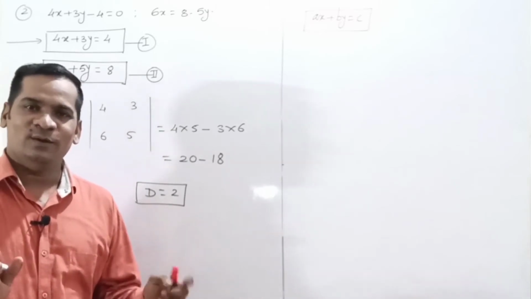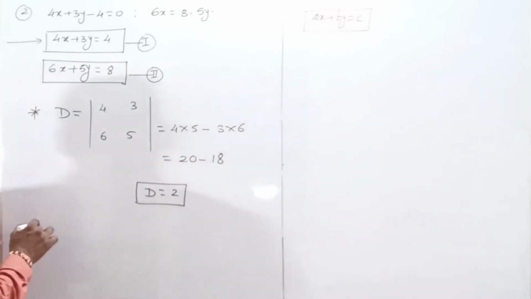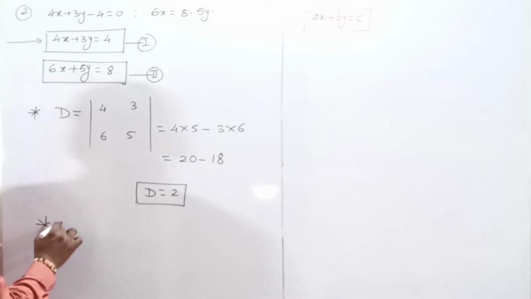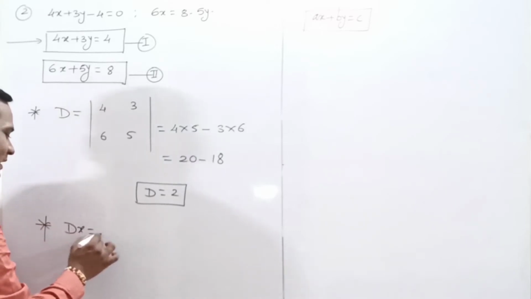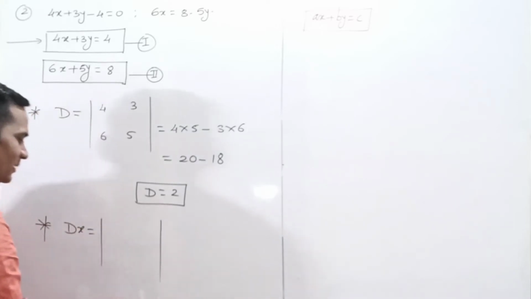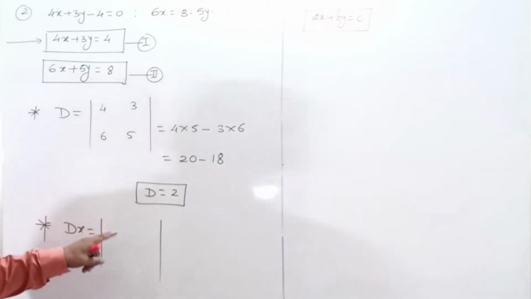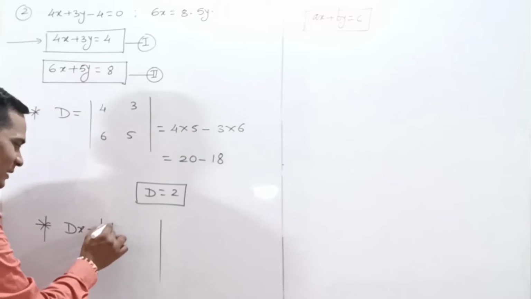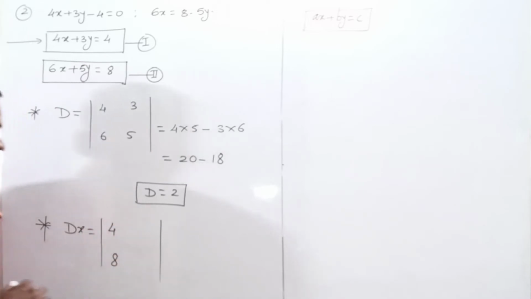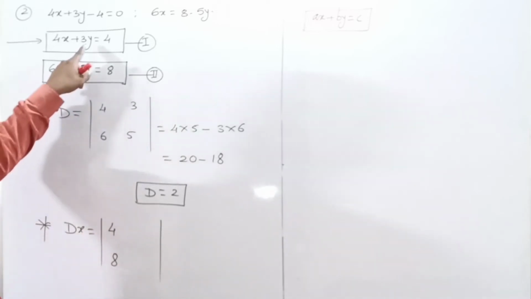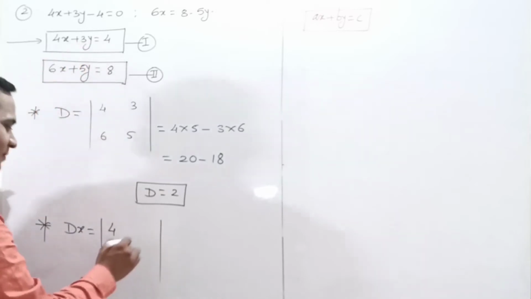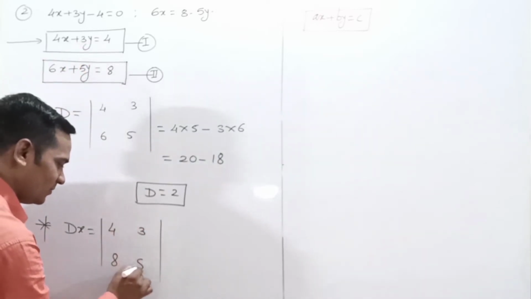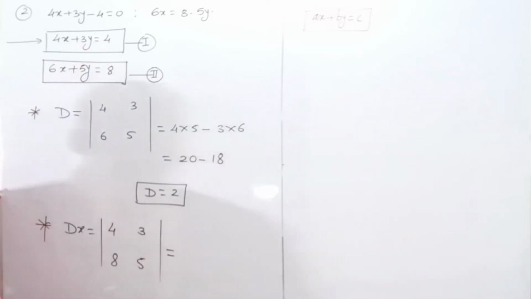So let's find the value of dx now. As we discussed in the last example, how to take the determinant for dx. So let's take that determinant, and we know that we have to take the coefficients first in the column, 4 and 8. So let's take 4 and 8 here. Now in the second column, the coefficients of the second term, 3 and 5. So this will be 3 and 5 here. Okay.